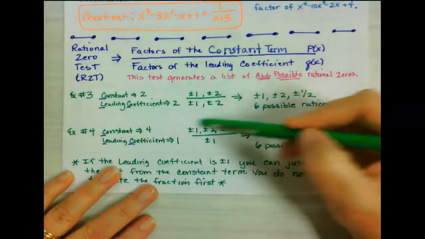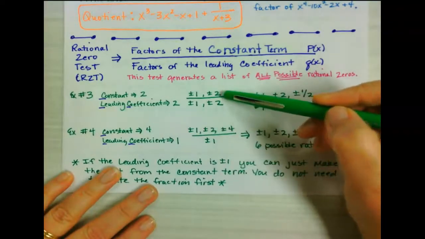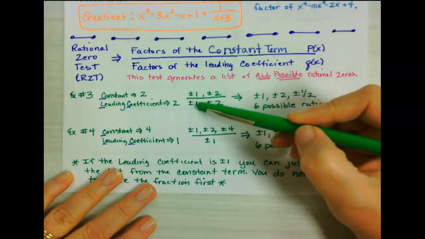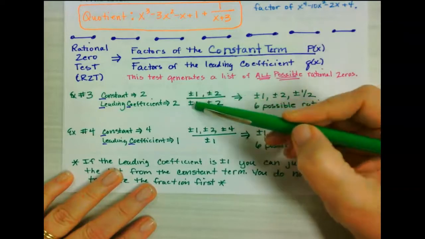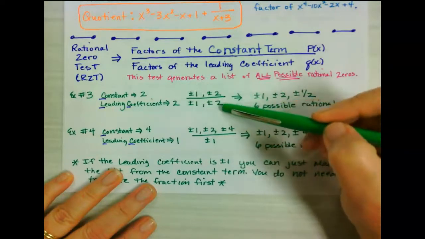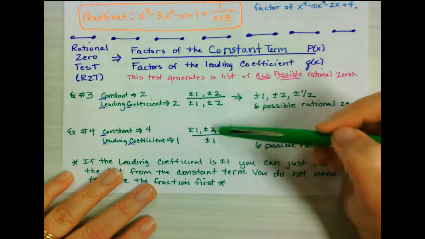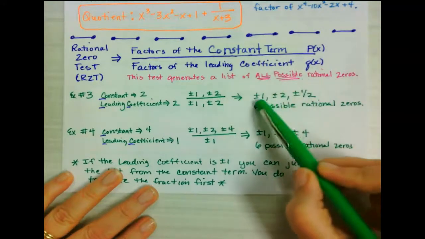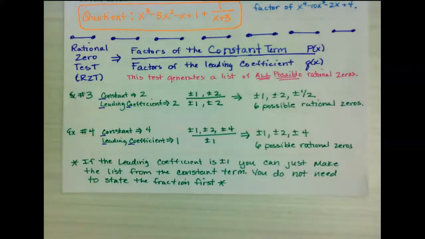And I would expect to see this on your paper for anything where the leading coefficient is bigger than 1. So then I would do 1 divided by 1, 2 divided by 1, 1 divided by 2, and that should take care of it, because 2 divided by 2 I would have already had. So these are the 6 possibilities. That means if there is a rational solution, then it's going to be in one of those 6 places.